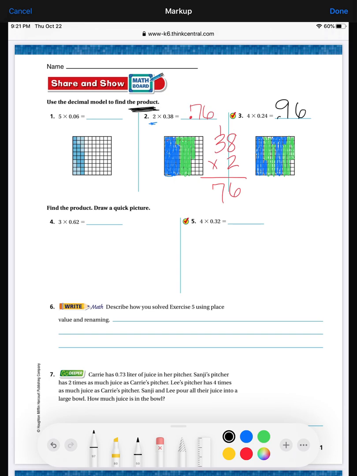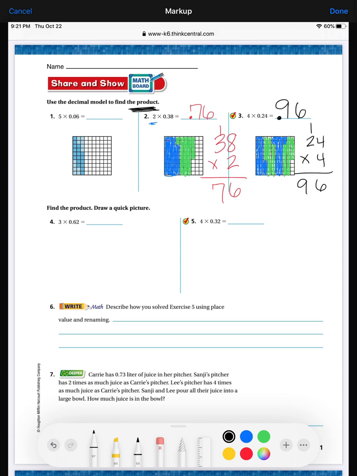And we put our decimal point smack dab in the middle, or in the front, sorry, not in the middle. Smack dab in the front. Okay, if you want to prove it, we can take 24 times 4. 4 times 4 is 16, carry the 1. 4 times 2 is 8, plus 1 more is 9, 96. Okay.